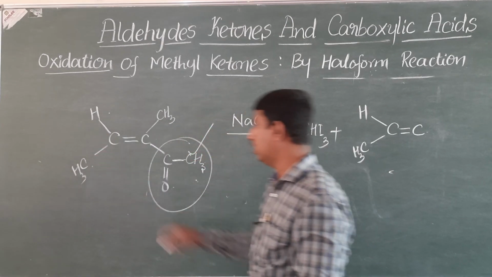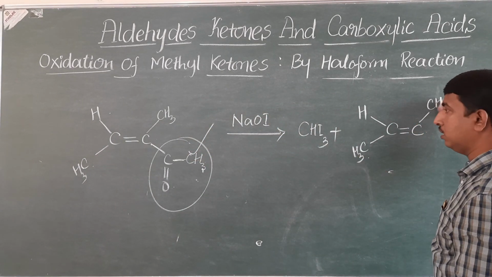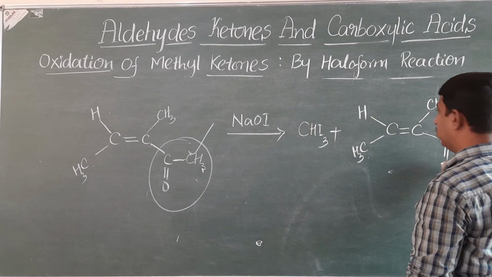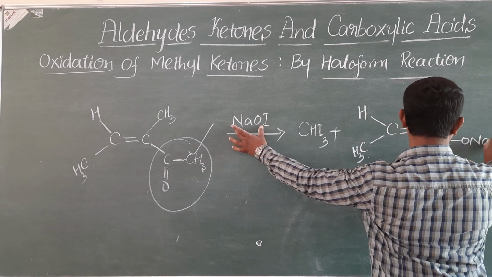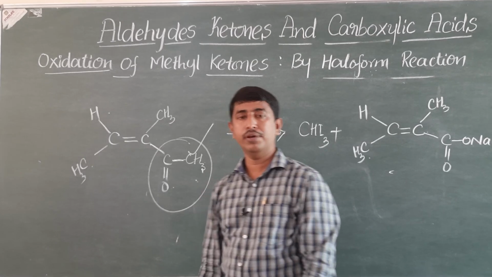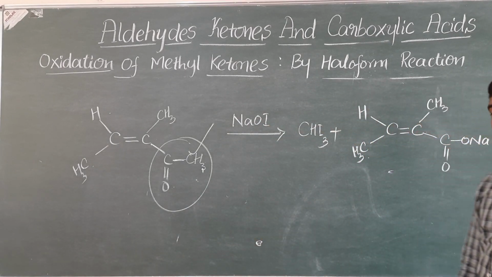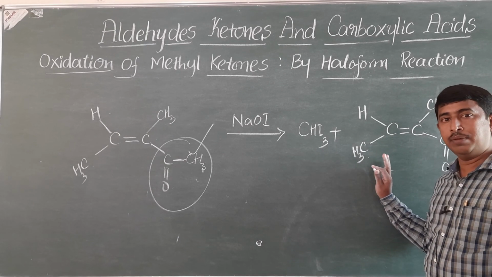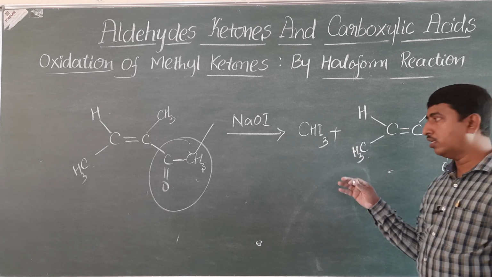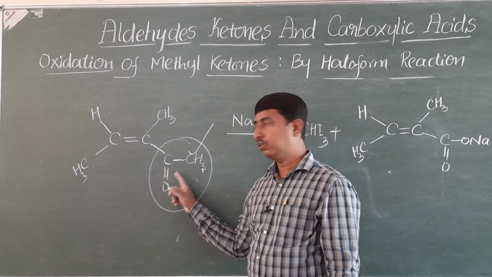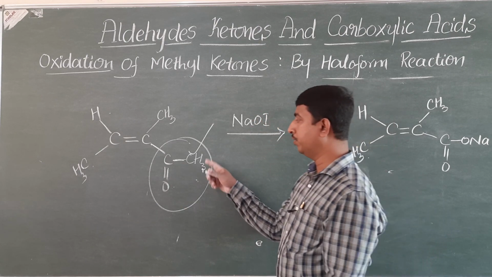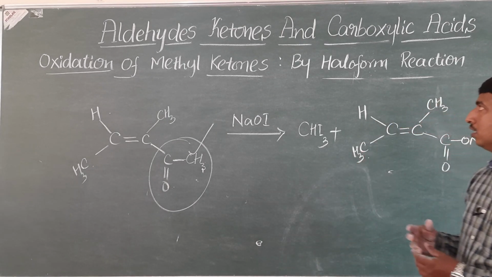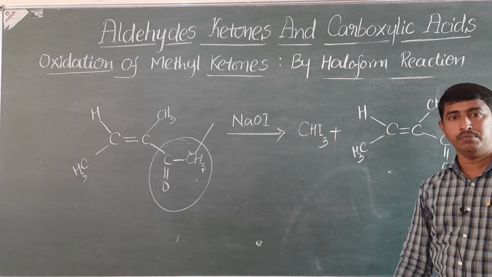Along with this haloform, the sodium salt will be formed: C double bond C, here there is hydrogen, the other one is CH3, then we have C double bond O, ONa. So if there is any carbon-carbon double bond in the given methyl ketone, during the oxidation that double bond will not be disturbed. The double bond will be retained as it is, whereas the methyl group directly bonded to the carbonyl group will be converted to haloform. Okay, this is about the haloform reaction or iodoform reaction.